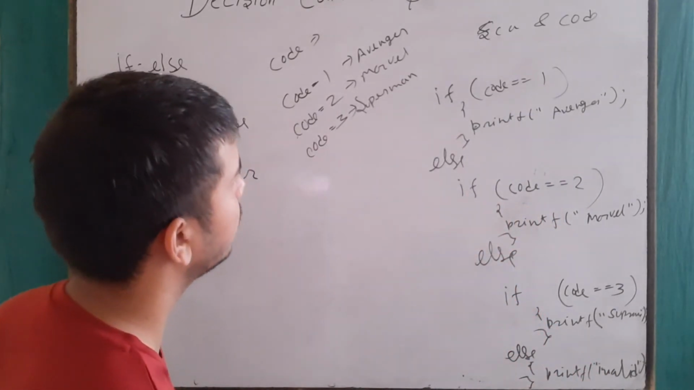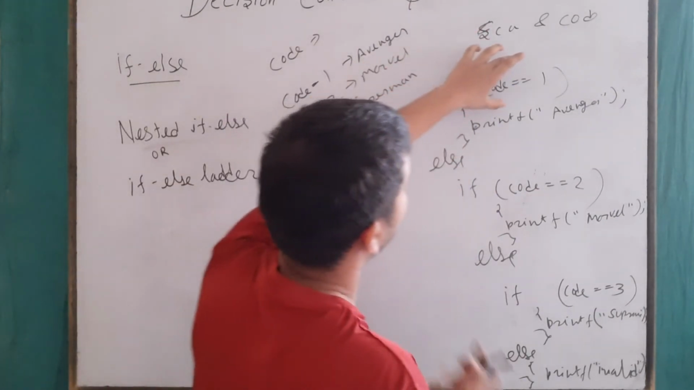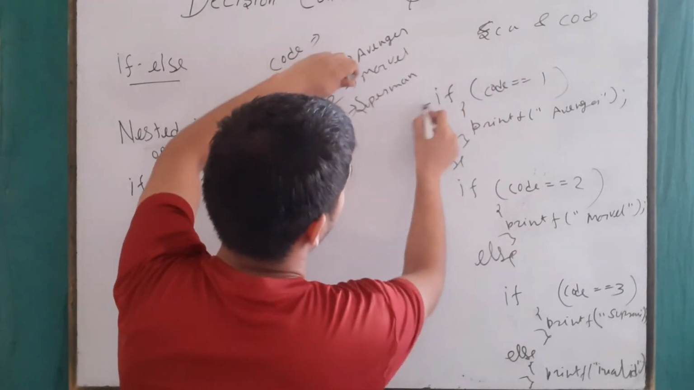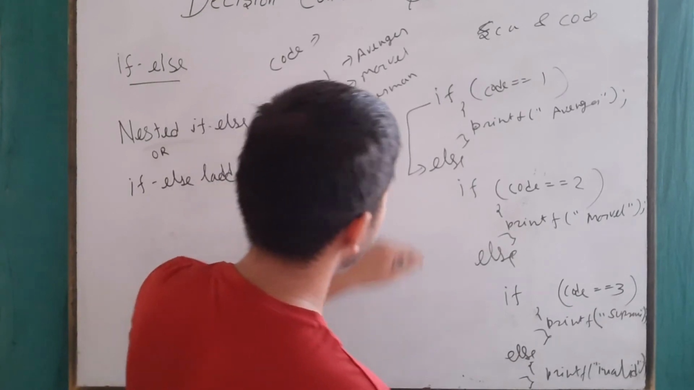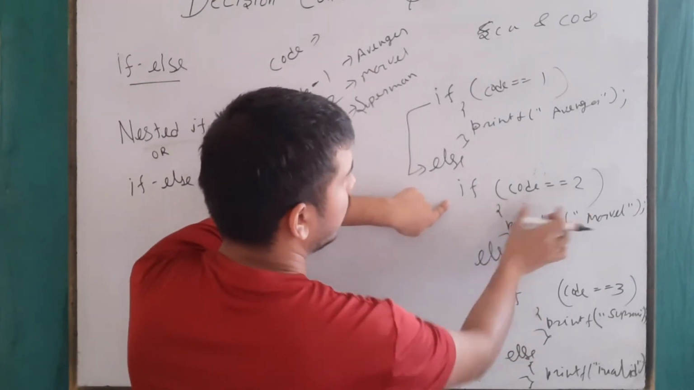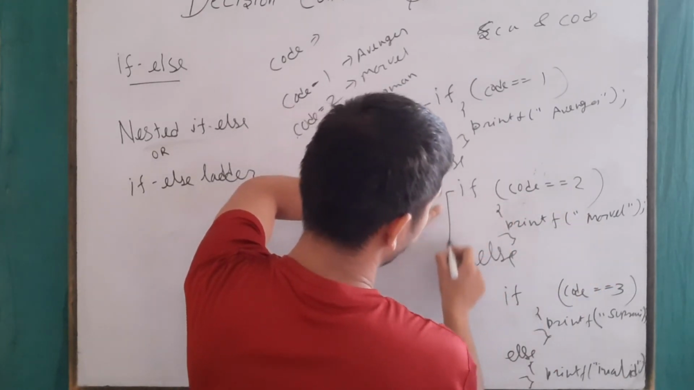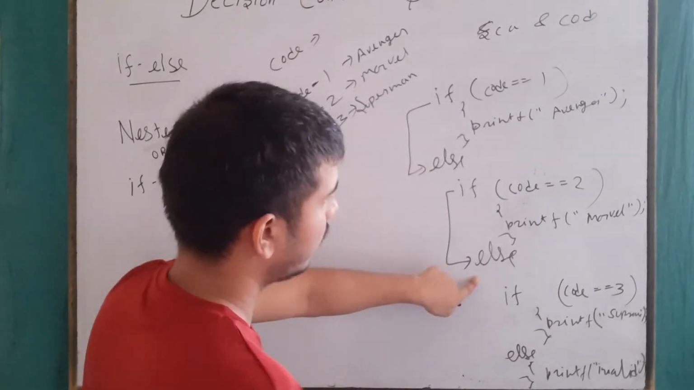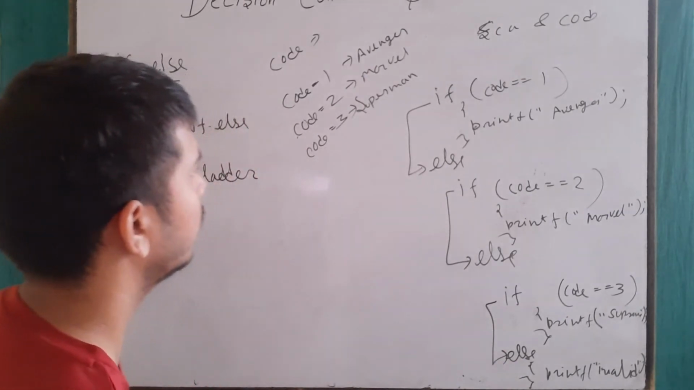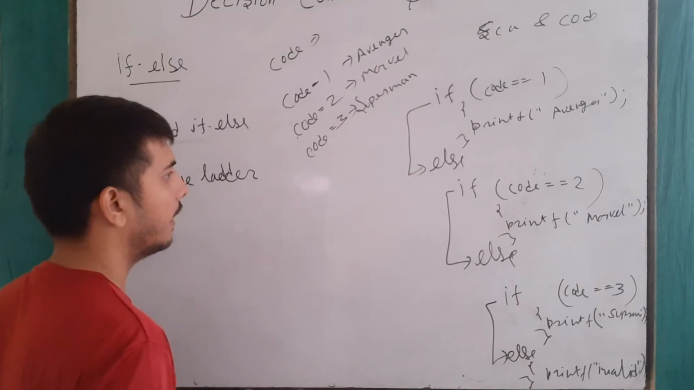Now what's happening there? First of all, it is checking for code equal 1. Then if the condition is false, it will go in its equivalent else block. In the else block I also write code equal to 2. If it is true, this will be evaluated. If it is false, it will go in its equivalent else block. Then again the same thing. So this is how things are going.